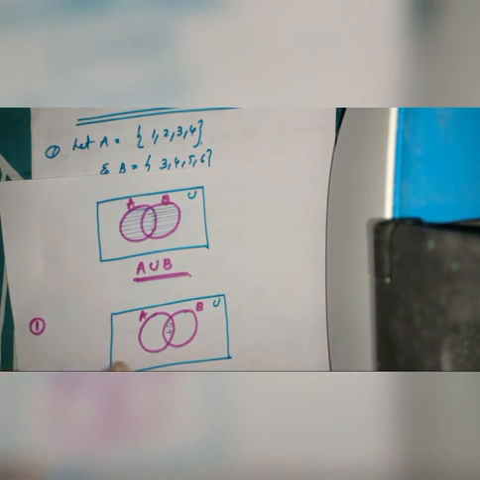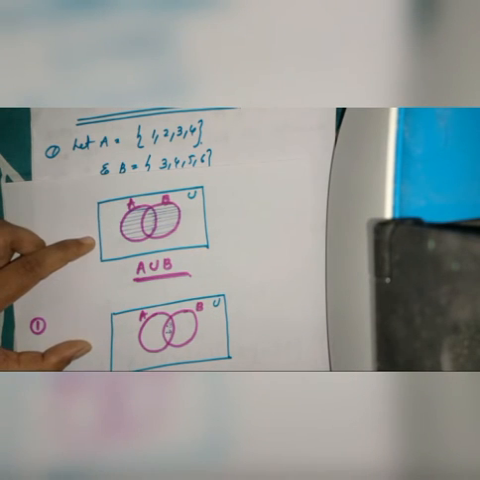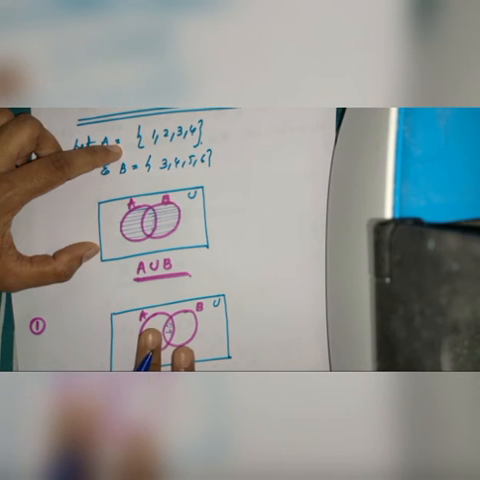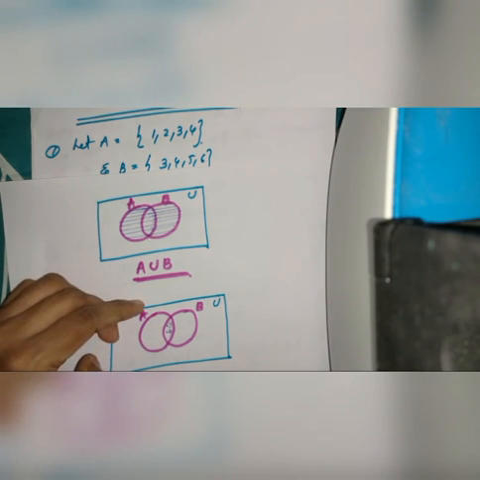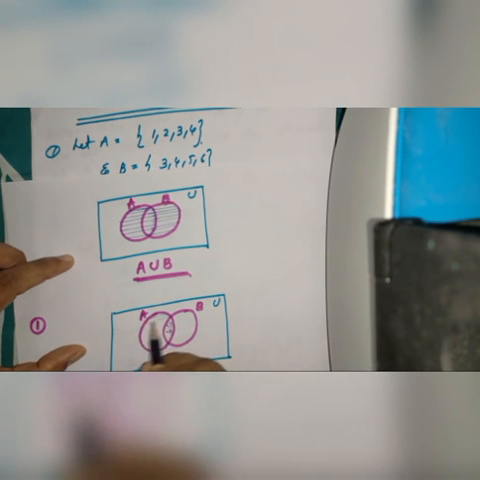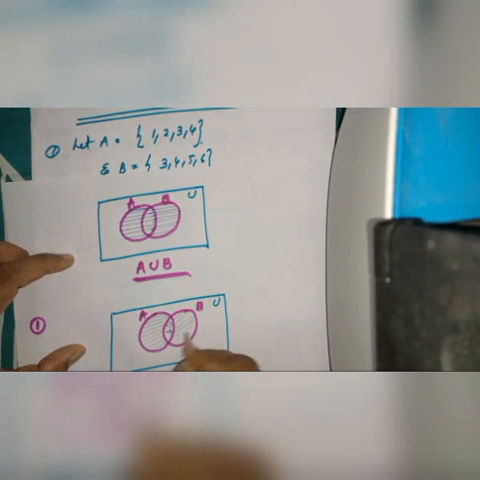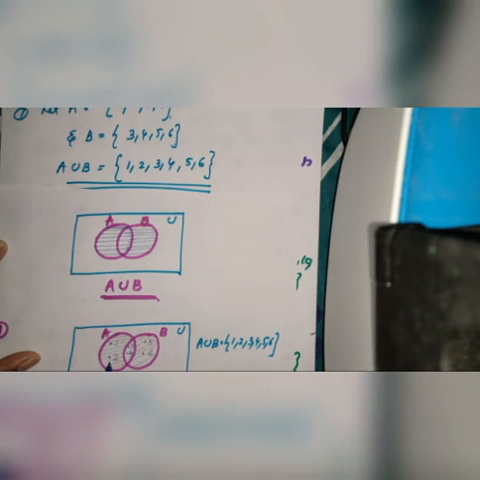The elements common to both are 3 and 4. And the rest of the elements in A are represented in this area. This area includes only the elements of A. This area has only elements of A, and this one has only elements of B. The elements 1 and 2 are represented here and the other elements 5, 6 are represented in section B. So A union B is the set which consists of either the elements of A or the elements of B, and it includes both the elements of A and B.